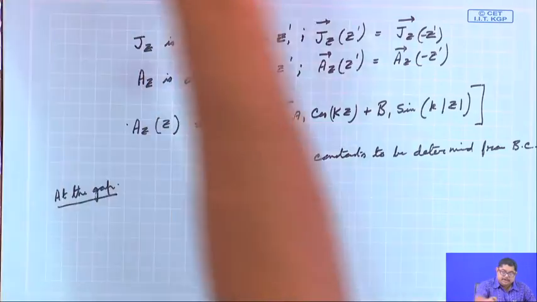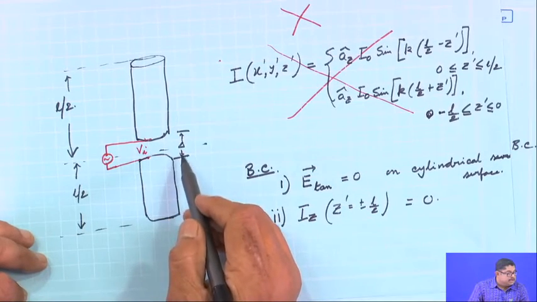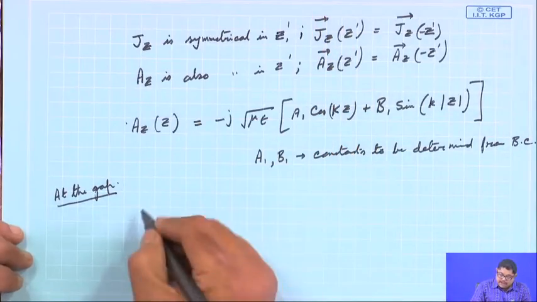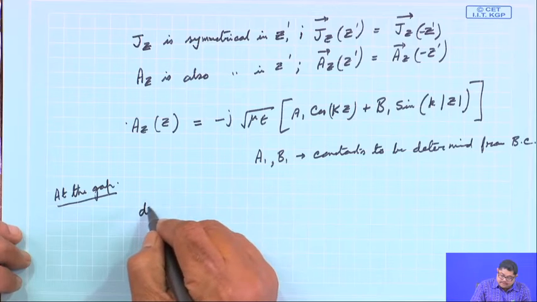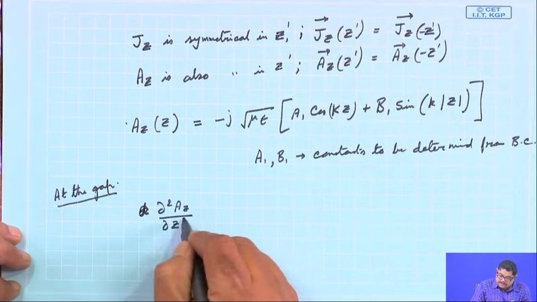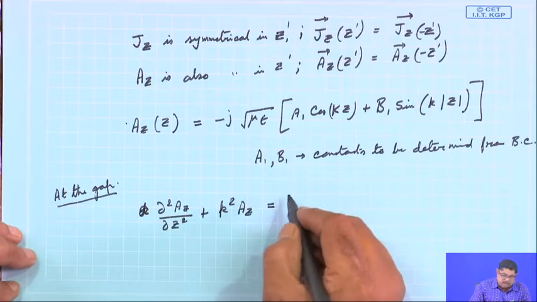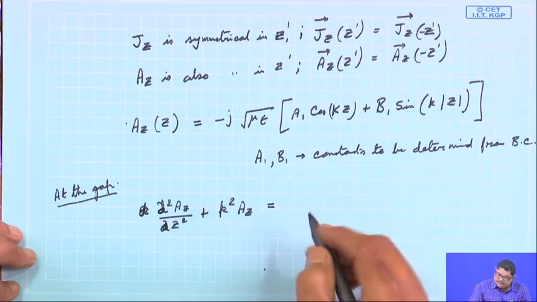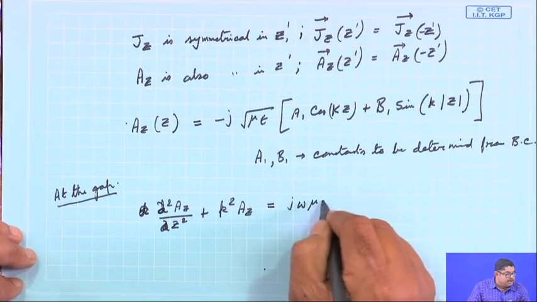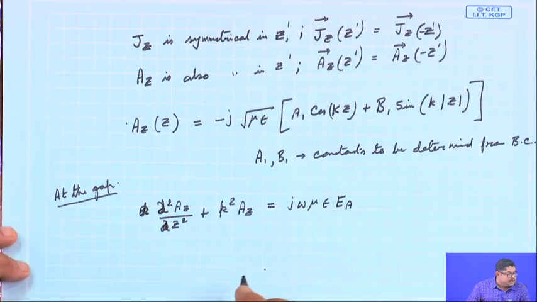At the gap, let me see, this is the structure. At the gap, the applied voltage is V_i. So there we can write the differential equation: del square A_z by del z square plus k square A_z. Because there is only one component, k square A_z, if you put it, equals j omega mu epsilon E_A. This is at the gap.